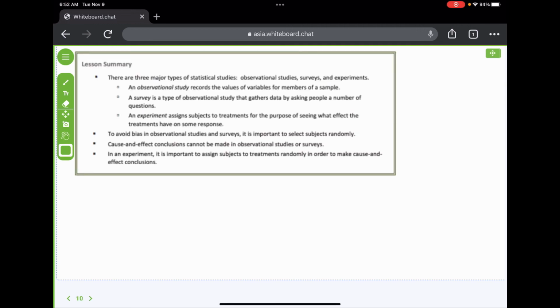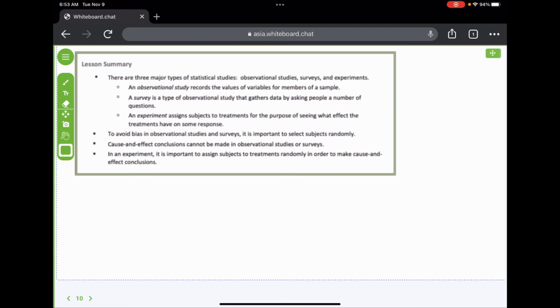All right, the lesson summary. 3 types: observational, surveys, and experiments. Observational studies record values of variables for members of a sample. You're just observing, recording those variables, the values of the variables. And a survey is a type of observational study that gathers data by asking people a number of questions. An experiment assigns subjects to treatments for the purpose of seeing what effect the treatments have on the response.